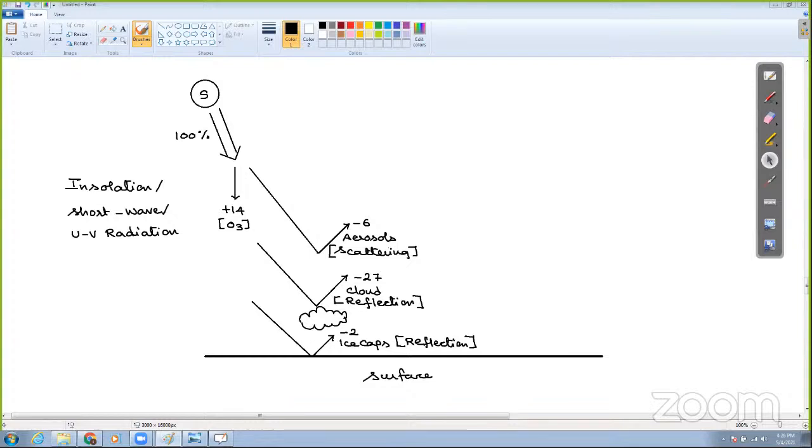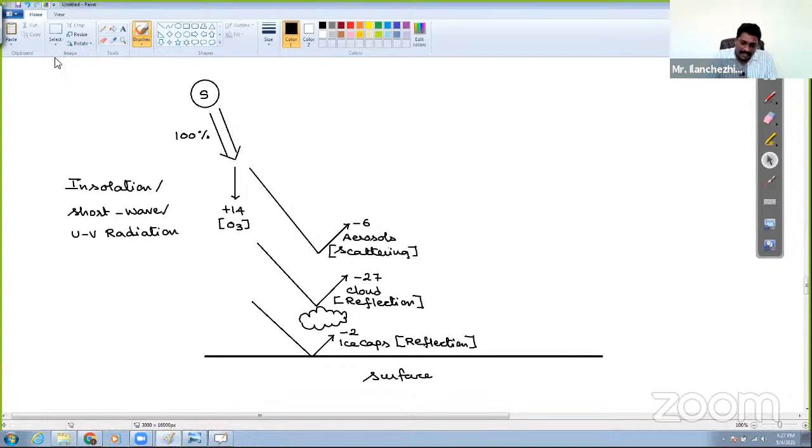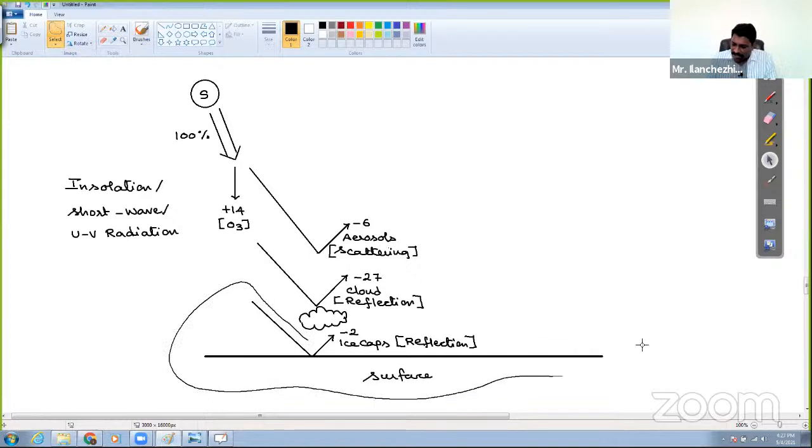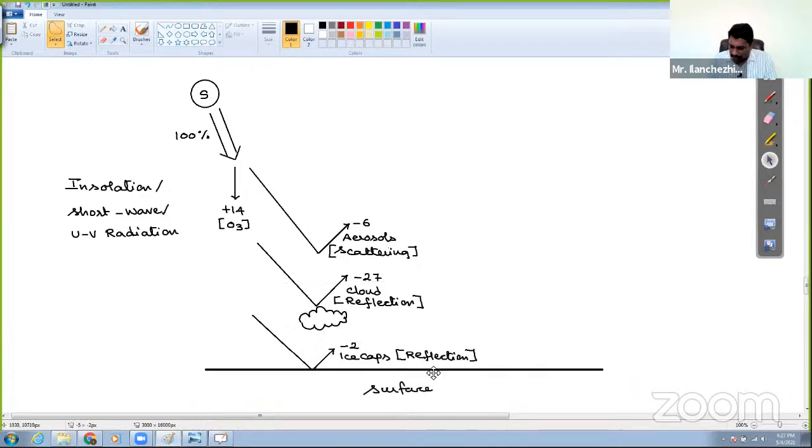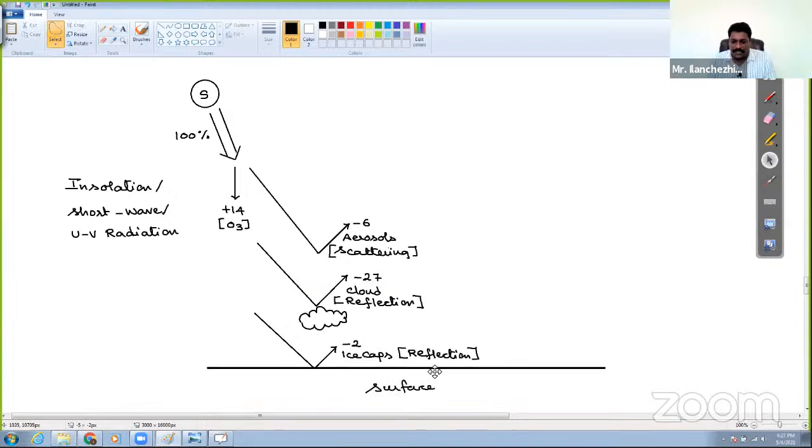So somewhere, I said, in 86, 6 is gone, my friend. 6 is gone by what? Aerosols. What you have remaining is only 80. In 80, another 27 is reduced by cloud cover. Correct? And what is remaining is only 53. And in this 53, my friend, 2% is reduced by ice caps, and 2 is gone.